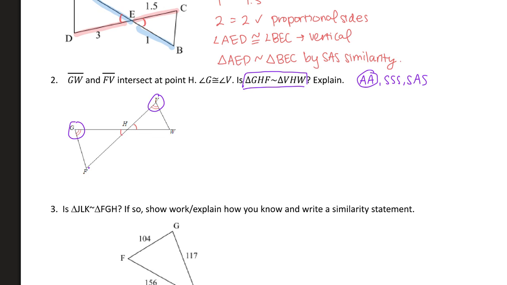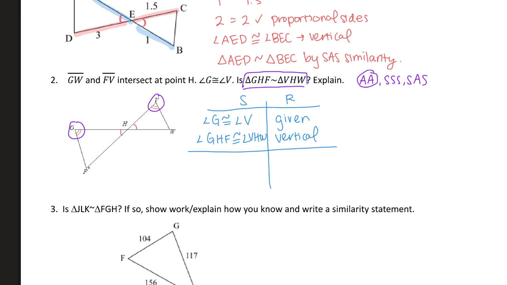So now we have our 2 pairs of angles. We can go ahead and show our evidence. So I'm going to do this as a 2-column proof where we have our statements and our reasons. So the first one I'm going to say is angle G is congruent to angle V. And we knew that because that information was given to us. The next thing I'm going to state is my vertical angle. So I have angle GHF is congruent to angle VHW. And those are vertical. That's enough information to show AA. So now we can conclude that triangle GHF is similar to triangle VHW. And then our reason would be AA similarity.